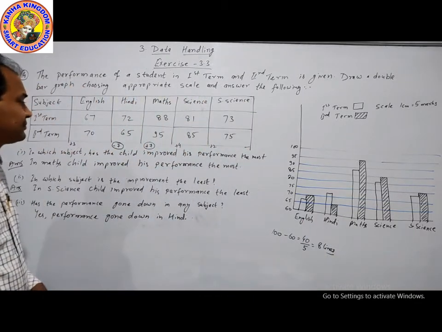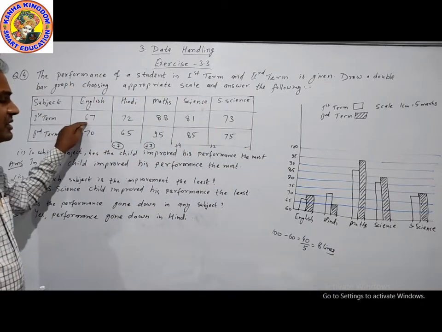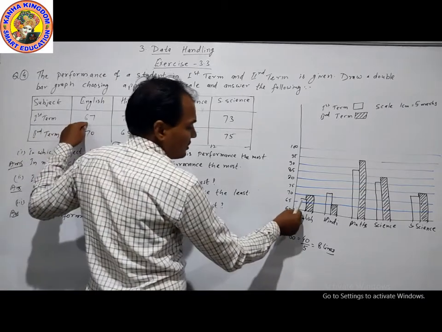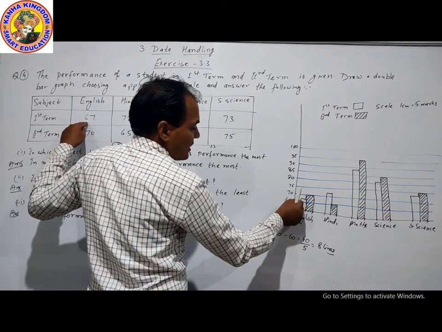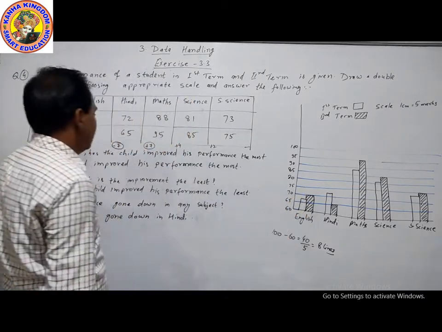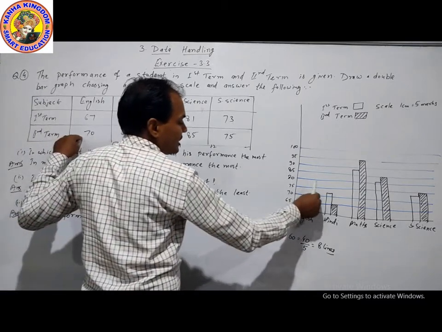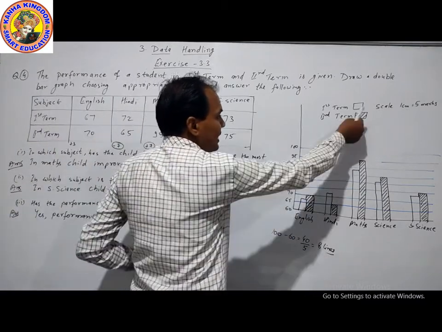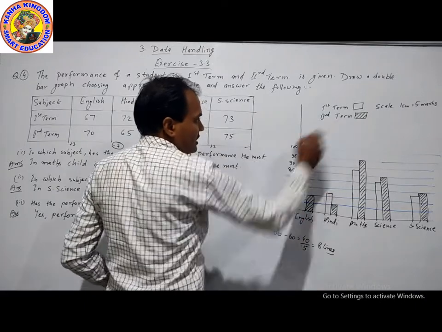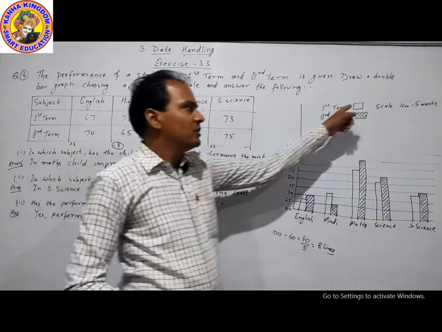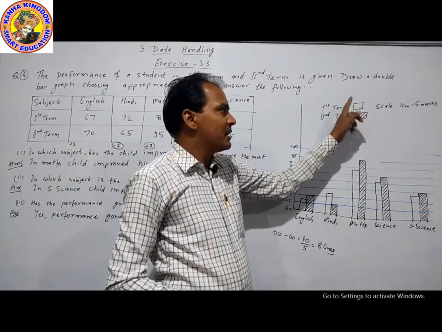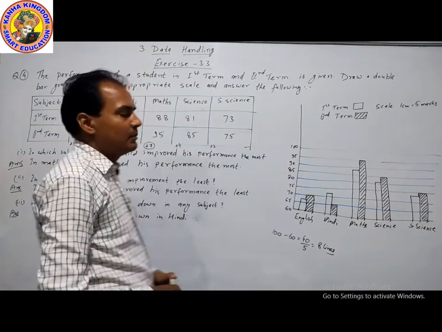Now in English, first term is 65 and 67. In second term 70. Second term will be denoted by the lines. These are the lines. First term is a blank bar, second term is a line bar.